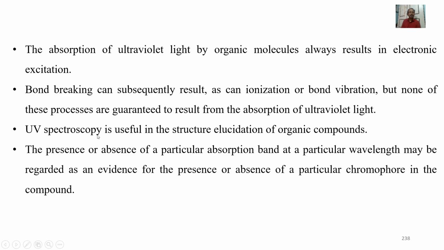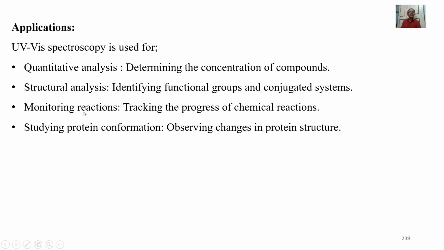UV spectroscopy is useful in the structure elucidation of organic compounds. The presence or absence of particular absorption band at a particular wavelength may be regarded as an evidence for the presence or absence of particular chromophore in the compound. Applications. UV spectroscopy is used for quantitative analysis, to determine the concentration of compounds, structural analysis, identifying functional groups and conjugated systems, monitoring reactions, tracking the progress of chemical reactions, and studying protein conformation, observing changes in protein structure.